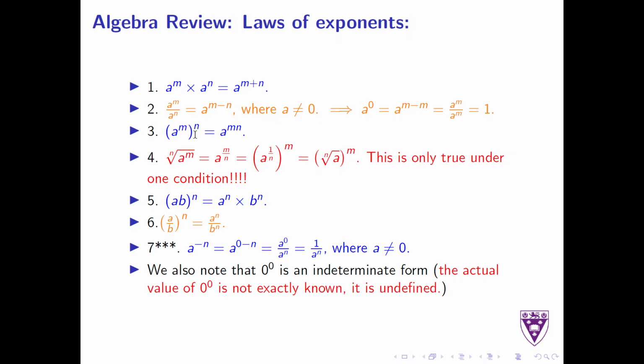And now, the third rule is that the power of a power is the same as just taking a to the exponent m times n. You just multiply these two exponents.